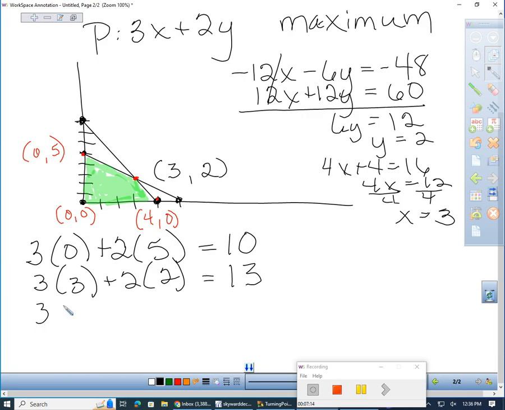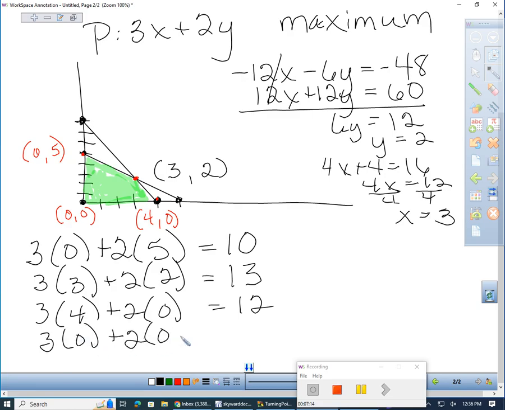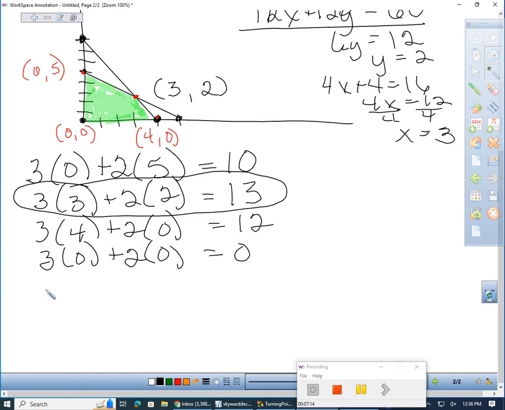Let's go. 3 times 4 plus 2 times 0. 12. And my last one, 3 times 0 plus 2 times 0 is obviously 0. Which one gives us the maximum? 3, 2. I'm going to circle it. And as the last step, I'm going to say there is a max at 3, 2.